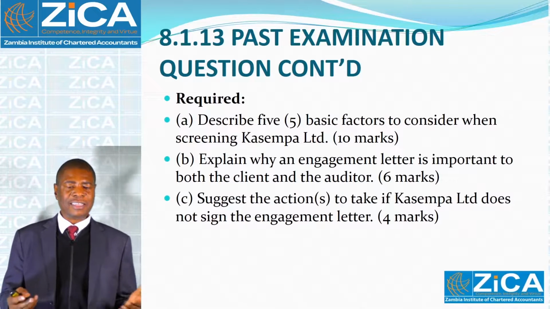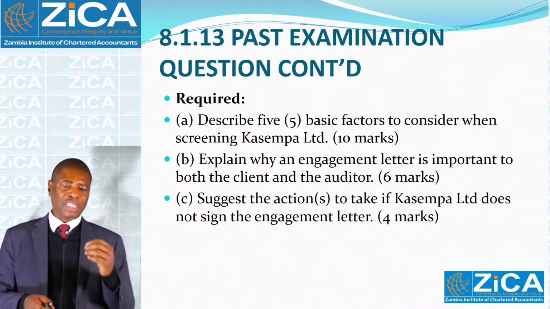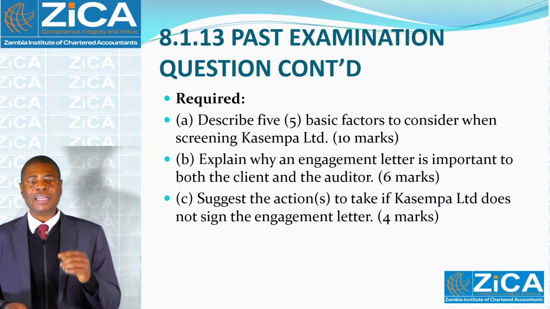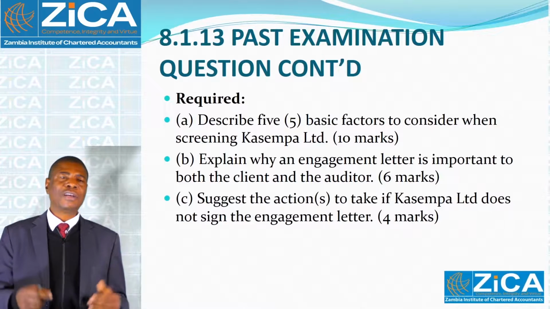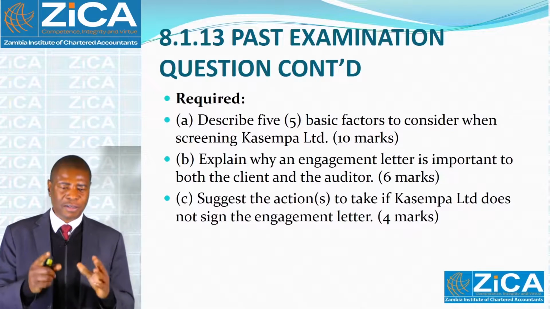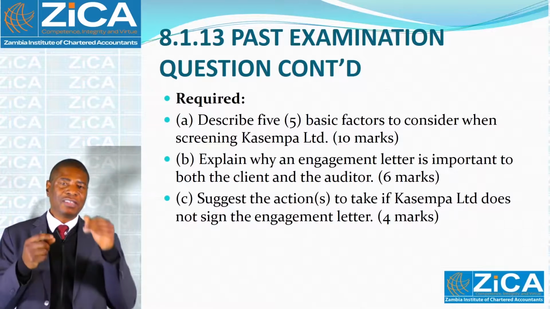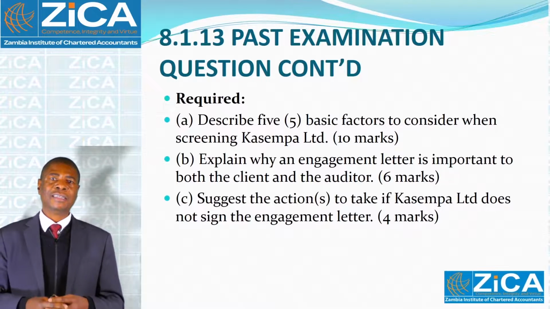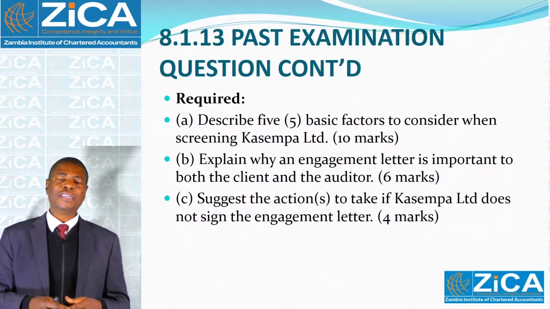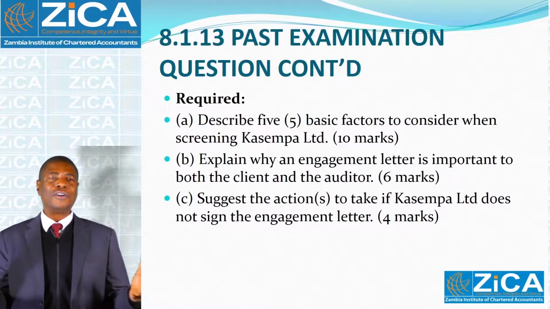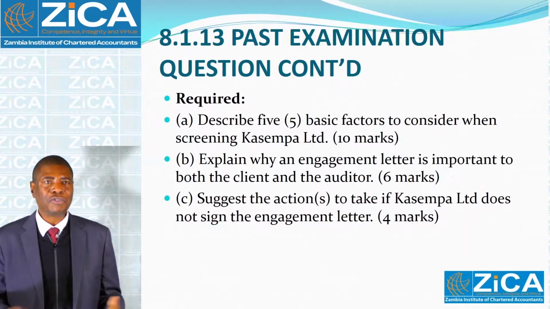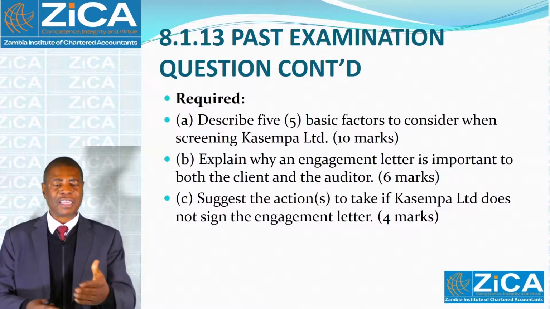Then you're saying under C, suggest actions to take if Kasempa does not sign the engagement letter. Definitely you cannot say, no, give a bad report. No, these are preliminaries. If they don't sign, you may have to hold a meeting. Try to hold a meeting with management. Not everyone has done auditing in these client organizations. You may have to hold meetings. From those meetings, you may find these things can be resolved.